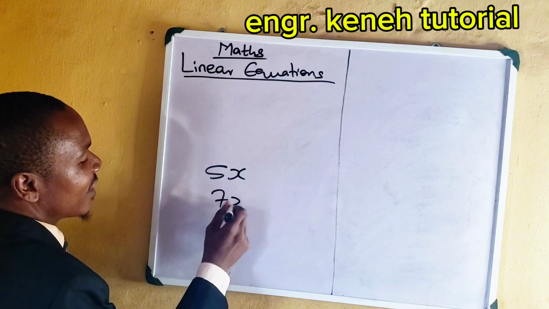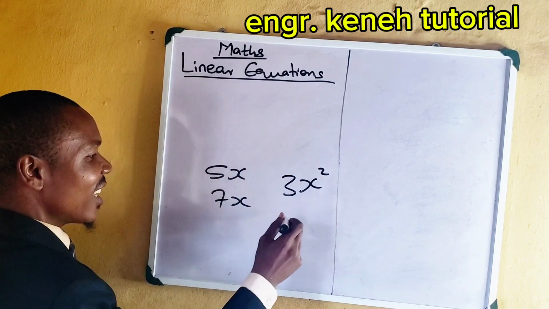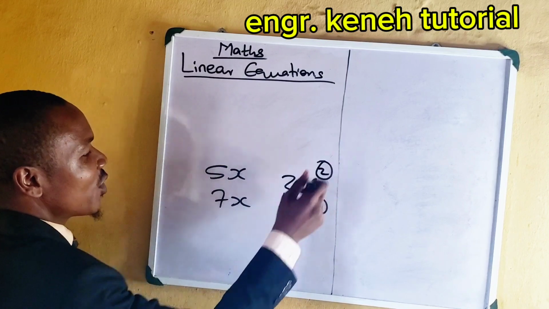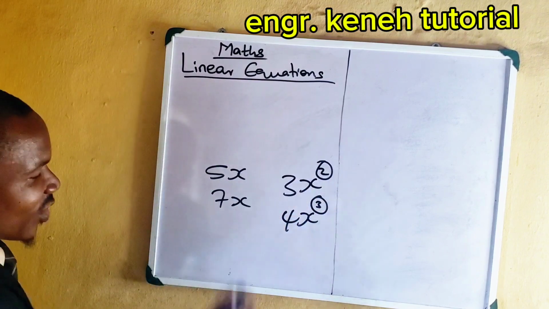You may have something like this. But this is not allowed. You are not going to have something like this. Can you see? This power is 3 and this one is 2. The maximum power here must be what? 1. This kind of a thing is not allowed.